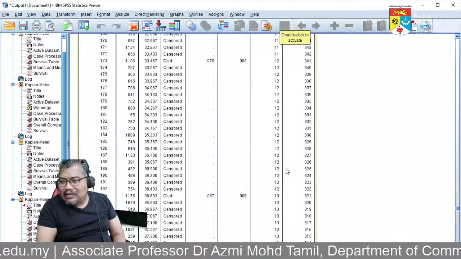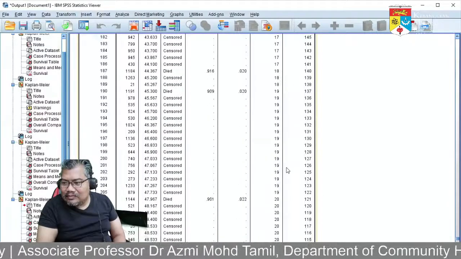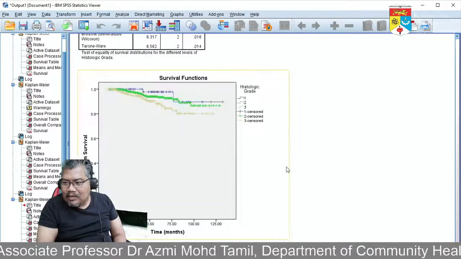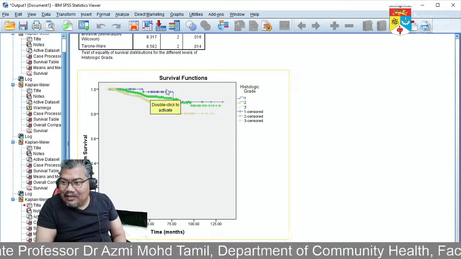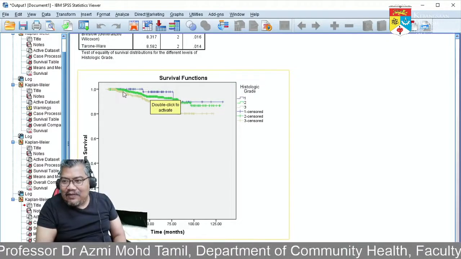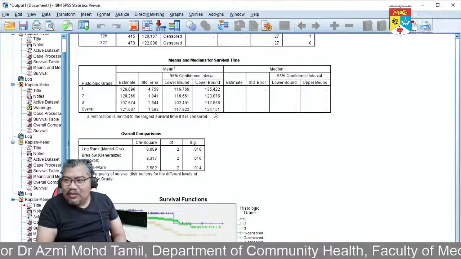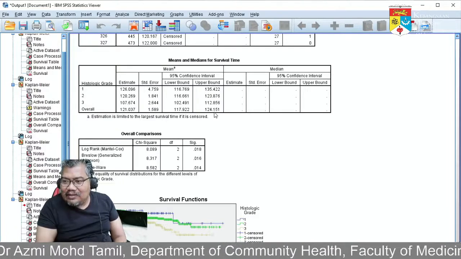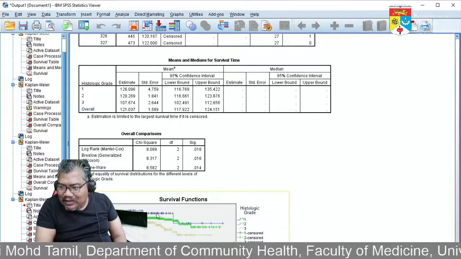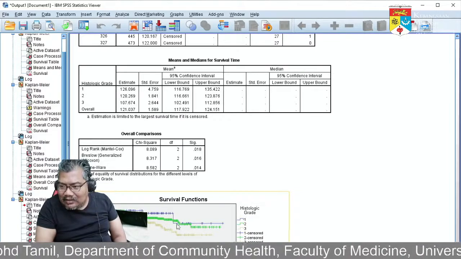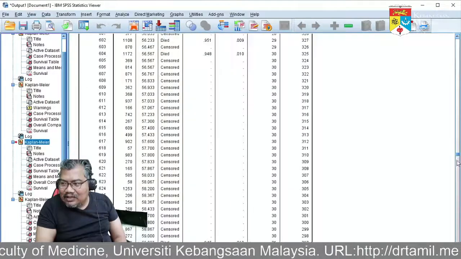Okay. So you can see here, histological grade, the well-defined one, they live longer. The poorly defined one, they die faster. Okay. So is it significant or not? Yes, it is significant. You can see there. Okay, which one to use? Because the lines cross again, you can use either Breslow or Tarone-Ware.